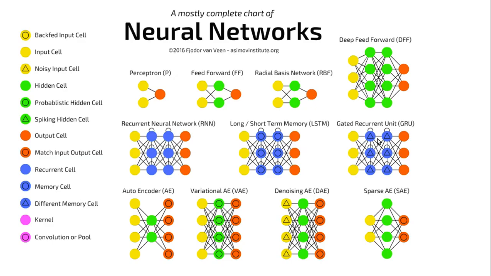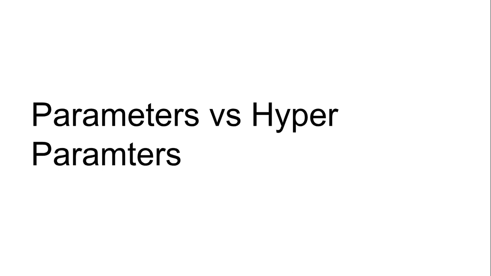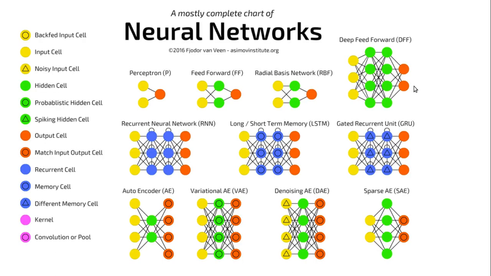So this is the list of all the kinds of neural networks that exist, like recurrent, long short-term memory, gated recurrent, deep feed forward, radial basis, feed forward, perceptron, autoencoder, variational, denoising, and sparse. These are all the ways in which we can make these networks and layers. This is a very quick introduction to neural networks, just to get familiar with what they are.